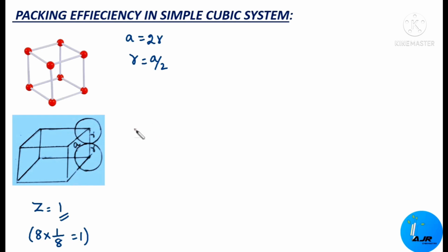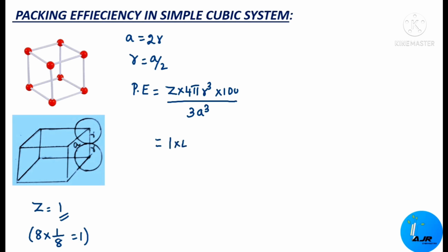Now we are going to calculate the packing efficiency for this simple cubic system. What is the formula? Z into 4 pi r cube into 100 divided by 3 a cube. This is the general formula for packing efficiency. Now we are going to substitute the values for Z and a cube. We can keep r as such because in a itself we will be getting r, so that we can cancel easily. Now I am going to substitute the values. What is Z? It is 1.